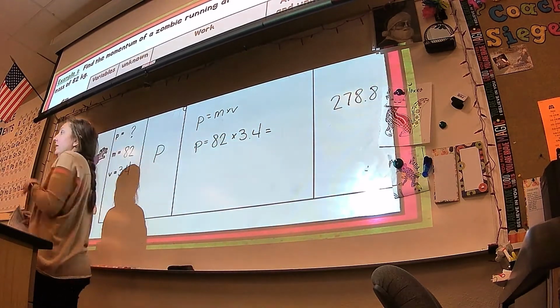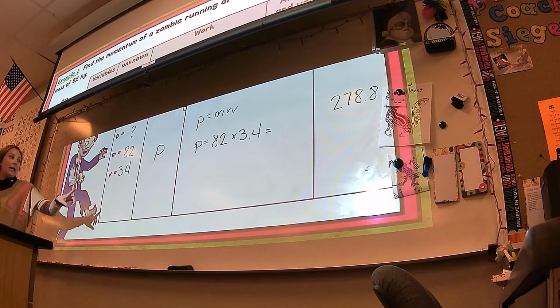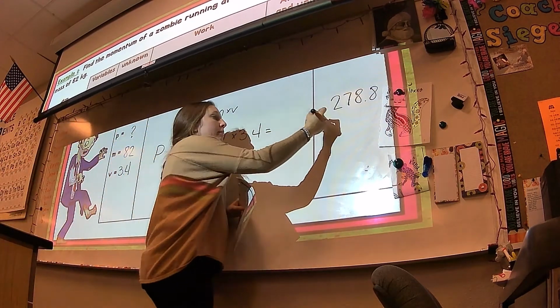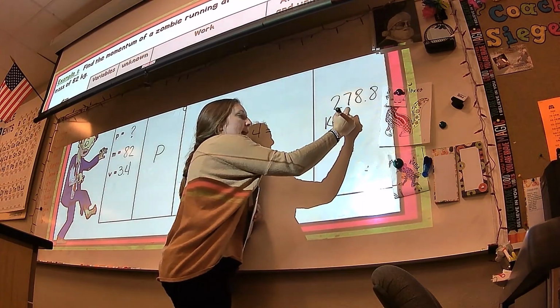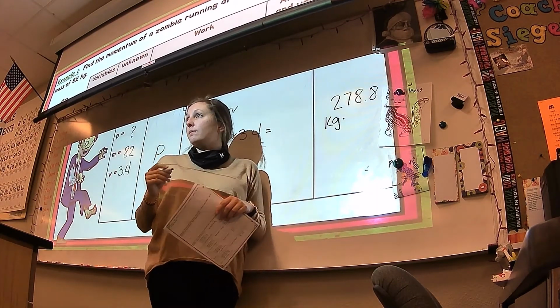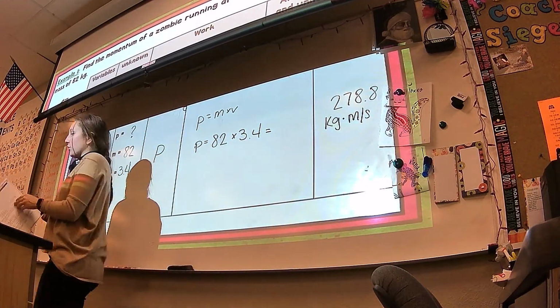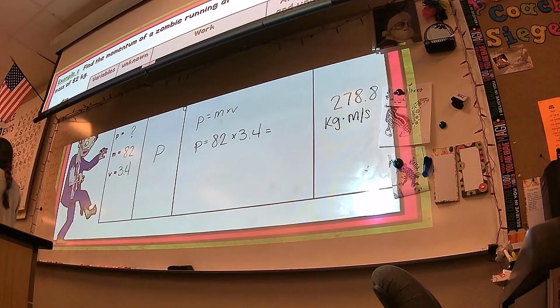I cannot forget units, okay? I'm looking for P, so it's going to be that weird looking unit. It's going to be kilograms times, which is represented by that dot, meters per second. So that would be my final answer, 278.8 kilograms times meters per second. These ones I feel like we're used to and we're comfortable with because of that triangle we keep using. We just got to remember what letters go where.